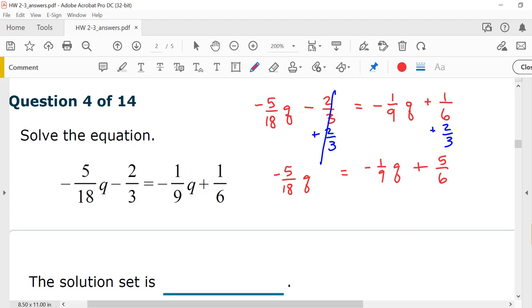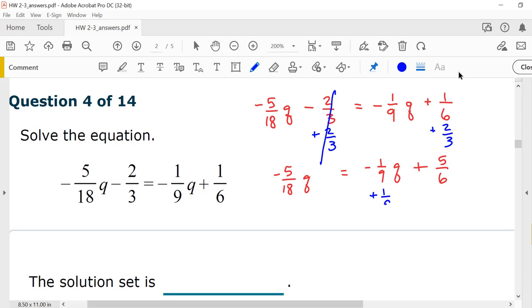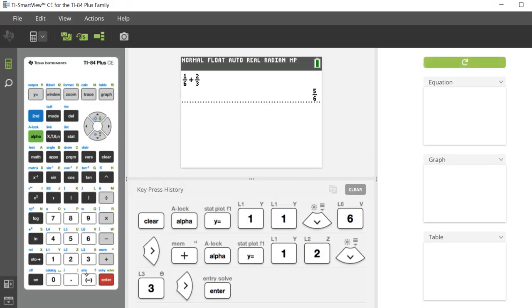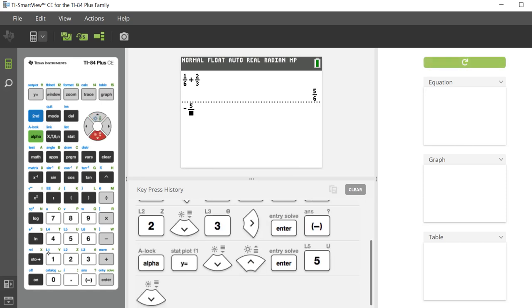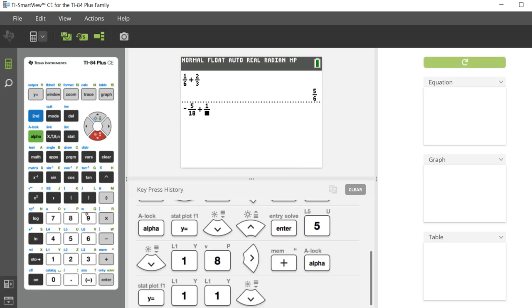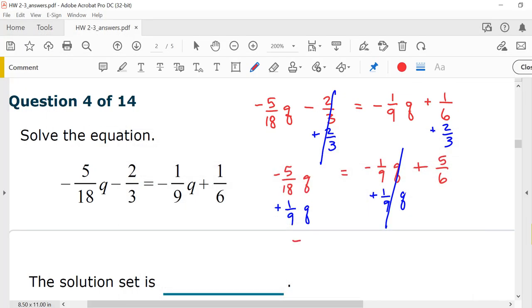Now I need to get this q to the other side. So I'm going to add 1/9 q to both sides. Negative 5/18 plus 1/9 is negative 1/6. So negative 1/6 q equals 5/6.